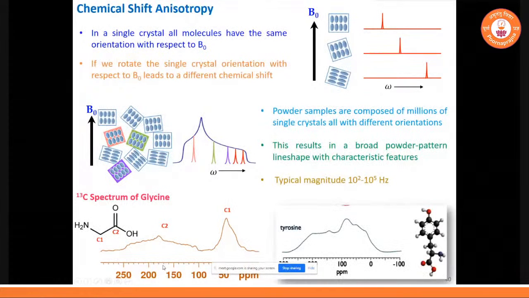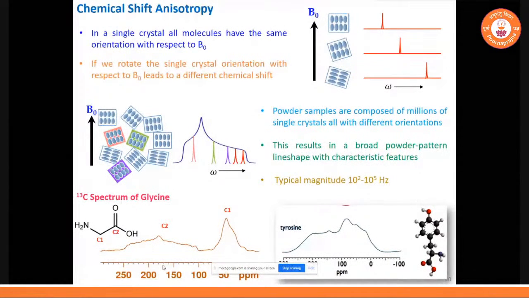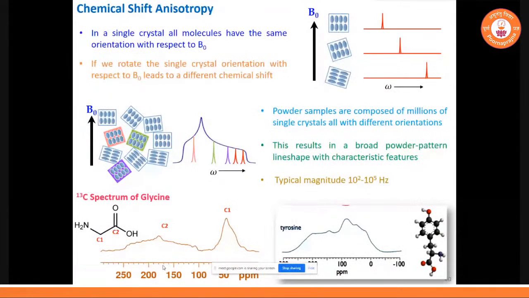If we have one more amino acid, tyrosine, many carbons are there. Now look at it. Each carbon has its own powder pattern, and at the end all give a big overlap, a bunch that looks like a hill. Of course there is plenty of information, but how do we extract it? That's the difficulty we face in solids, and we have to address it.